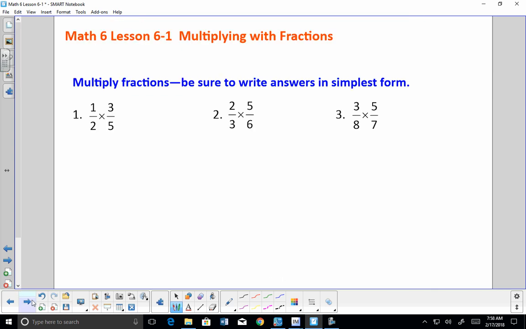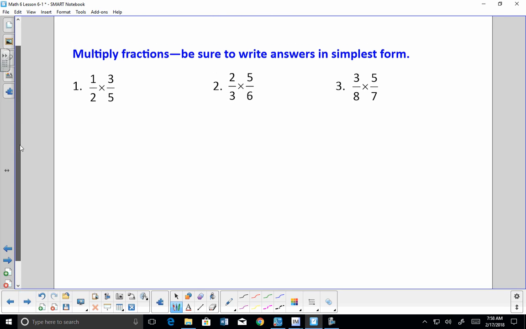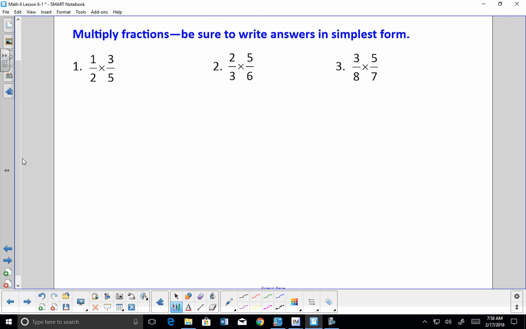Let's multiply some fractions. Make sure whenever you multiply, you get your final answer in simplest form. Here we have 1/2 times 3/5. So, by the rule, we would take 1, multiply it by 3 on the top, and on the bottom 2 times 5. So the top becomes 3 and the bottom becomes 10. There is nothing that can simplify, so 3/10 is our final answer.